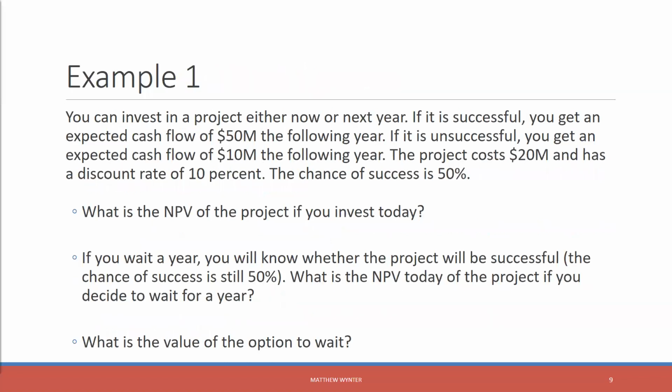Let's do an example. You can invest in a project either now or next year. If it is successful, you get an expected cash flow of $50 million the following year. If it is unsuccessful, you get an expected cash flow of $10 million the following year. The project costs $20 million and has a discount rate of 10%. The chance of success is 50-50. What is the NPV of the project if you invest today? Go ahead and pause and calculate it.